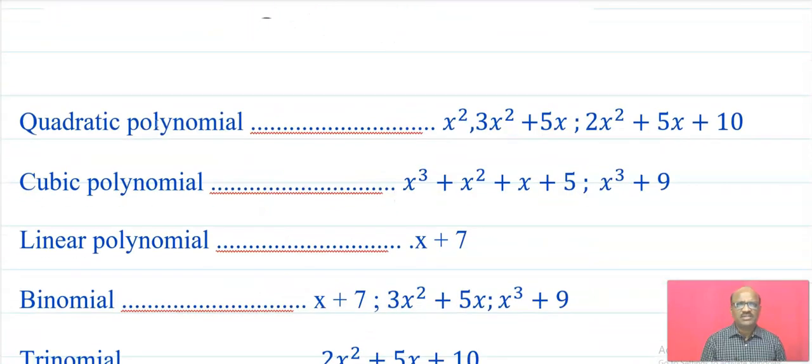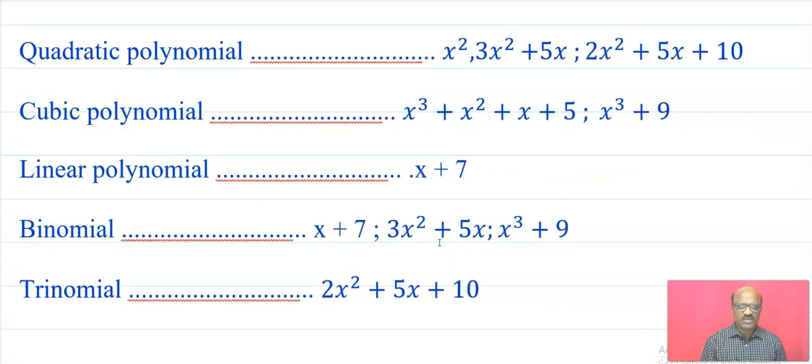Now see this here, the quadratic polynomials. First is x square, 3x square plus 5x. Next is 2x square plus 5x plus 10. These are all quadratic polynomials whose degree is 2. Cubic polynomials, degree is 3: x cube plus x square plus x plus 5, and the next is x cube plus 9. Linear polynomials, degree is 1: x plus 7. The degree of this polynomial is 1.